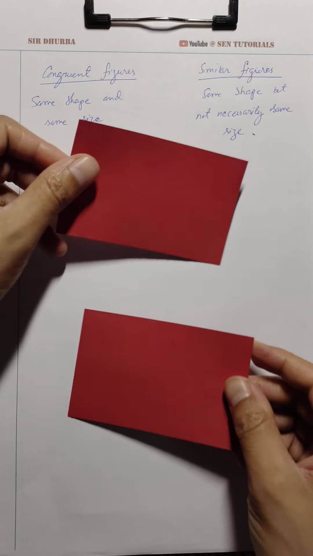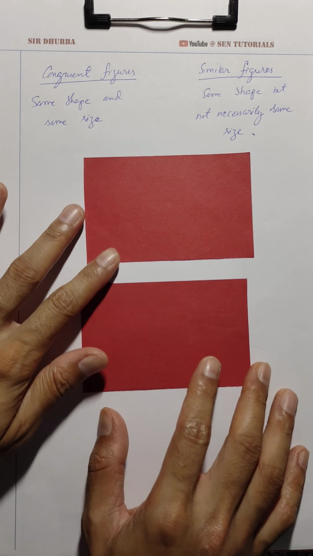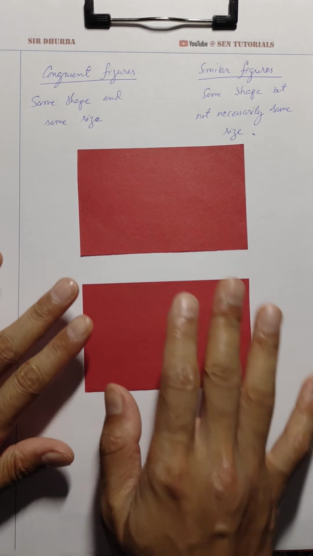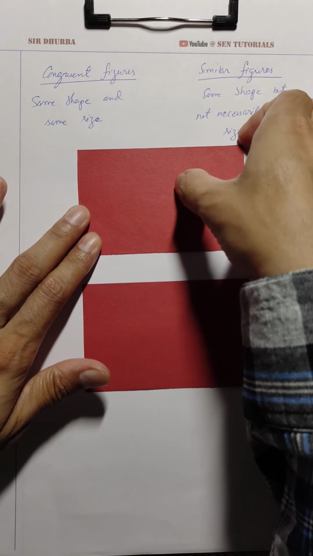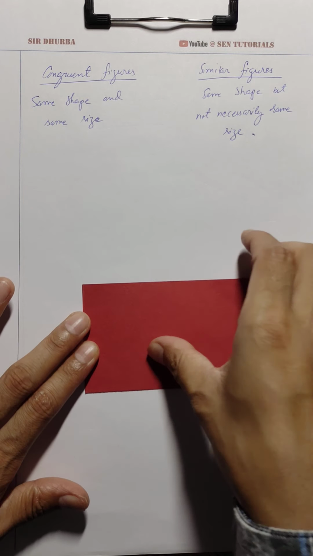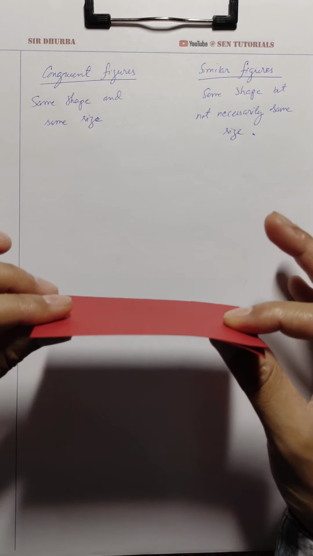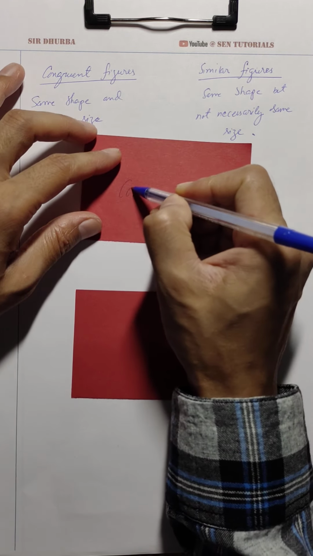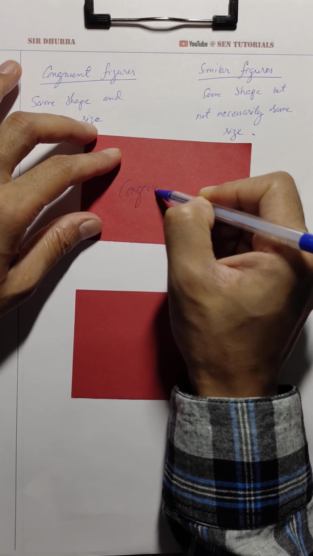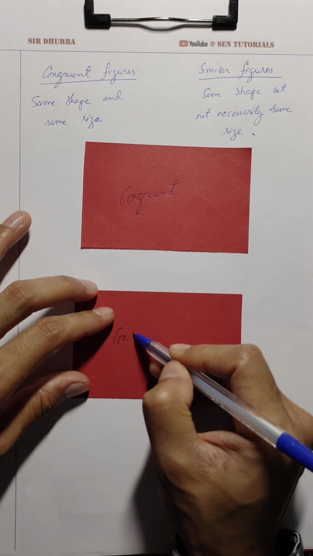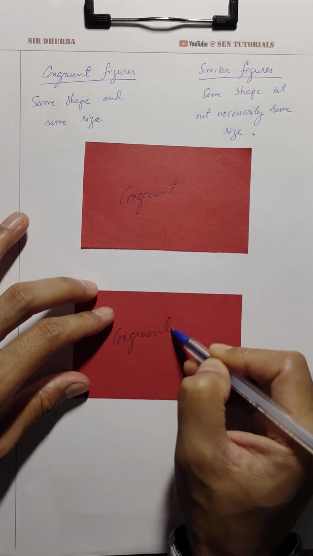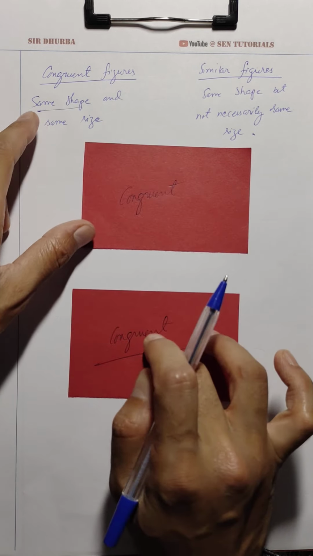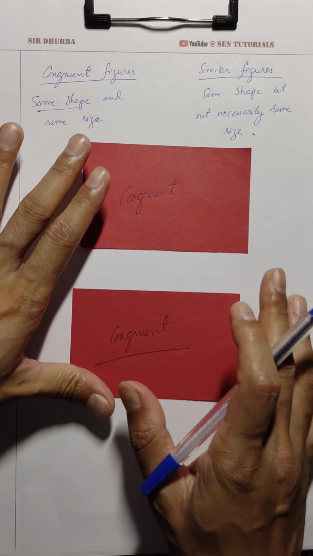See, I've prepared two figures for you. This is something like a rectangle, isn't it? So you can see that they are exactly the same. They can be overlapped with each other also. No extra portion will be left. Perfectly the same. So what do we call these figures? Congruent, because they are of the same shape and same size also, isn't it?